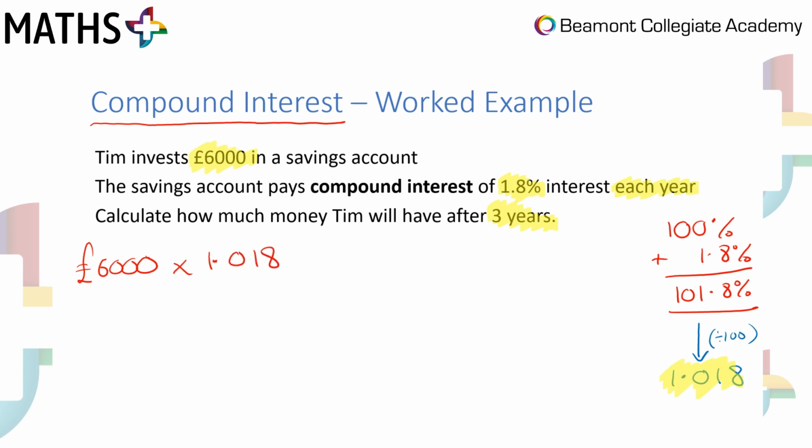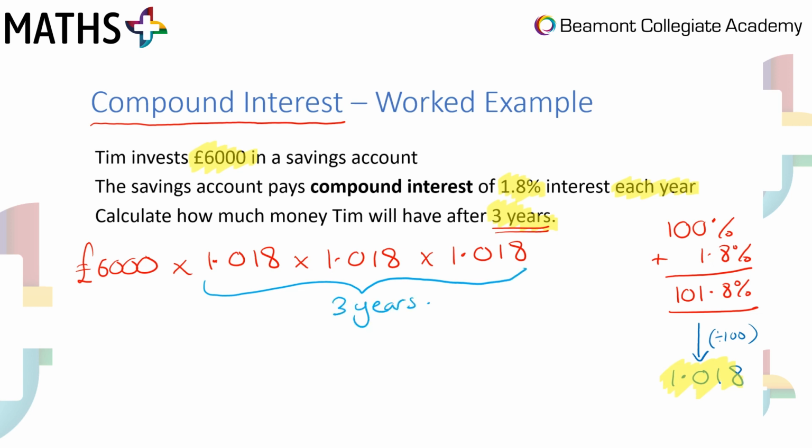Now, if we wanted to work out how much Tim had after 1 year, that's the calculation we do. But what we want is after 3 years. So we need to multiply that number by 1.018 again, and that will give me 2 years, and then by 1.018 again for 3 years. So you can see I'm using this multiplier 3 times because the question asks after 3 years. So again, be really careful typing this on your calculator. It's really easy to get a decimal place wrong.